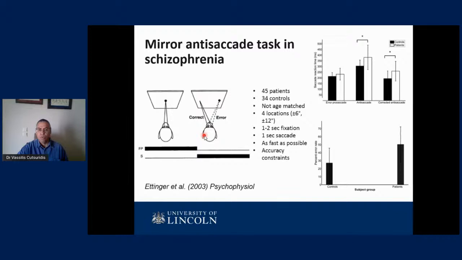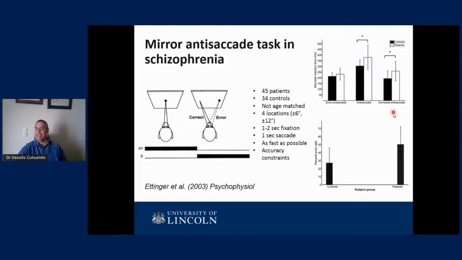Now, what they observed is that the mean saccade reaction times with respect to the error prosaccade between the two groups, the healthy controls and the patients, didn't differ so much between one another, statistically speaking. However, the mean latency for the anti-saccade for the patients was a lot larger compared to the controls, and also highly more variable. And the same was also true for the corrected anti-saccade.